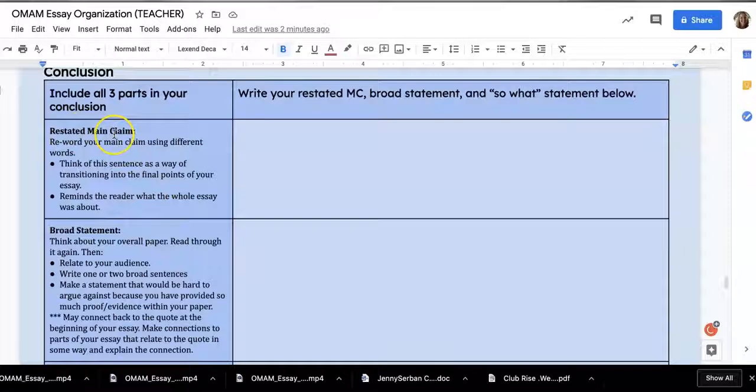The restated main claim. Basically, you take your main claim and you restate it using different words. I want you to think of this sentence as a way of transitioning into the final points of your essay. It can also remind the reader what the whole essay was about. Now, you'll see in a minute that my example doesn't exactly restate the main claim. I really do use different words and I say some new ideas. That's a way of summarizing what the essay was about.